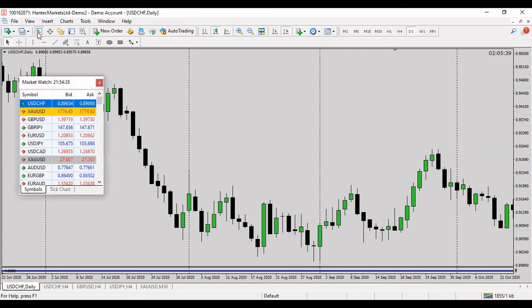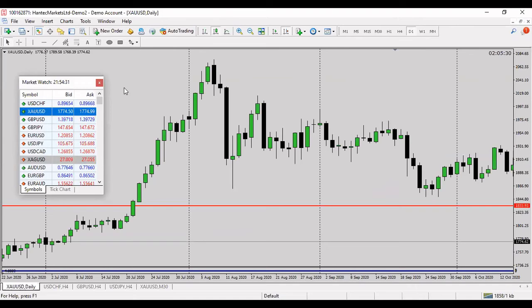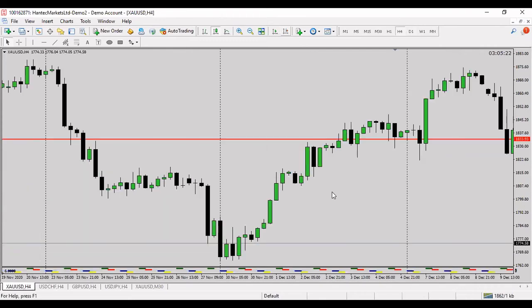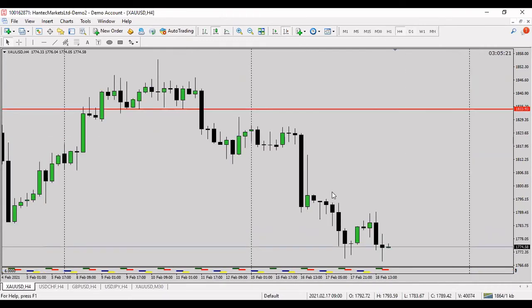I saw some pretty nice examples in gold. Let's look at gold. This is gold. This is one of my favorite assets. I trade it very often because it moves very quick. It can give me sharp money. Yeah, I love how it moves.